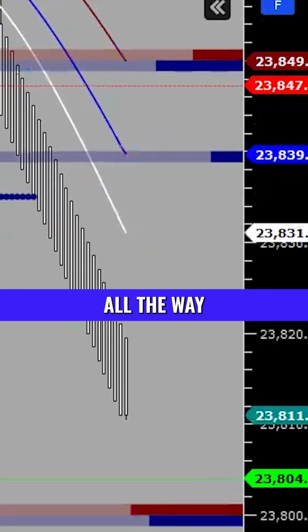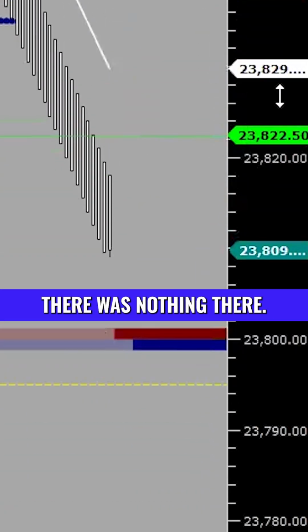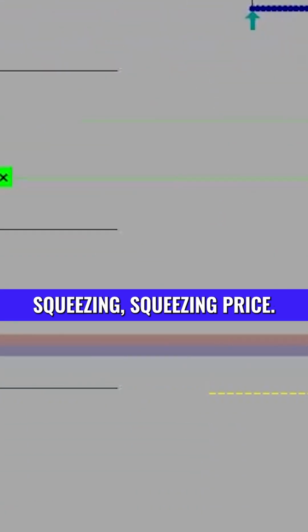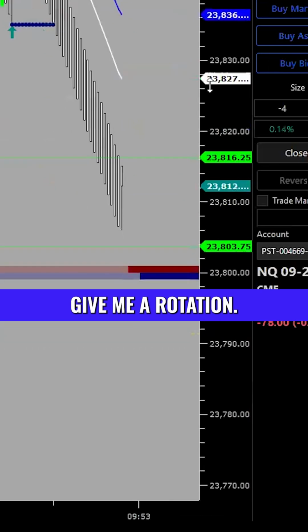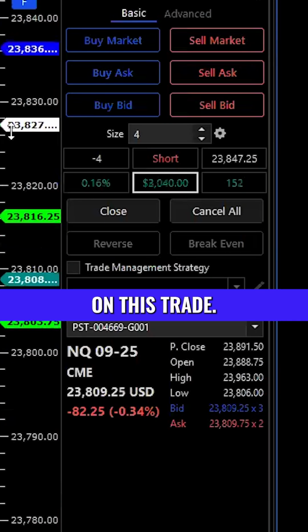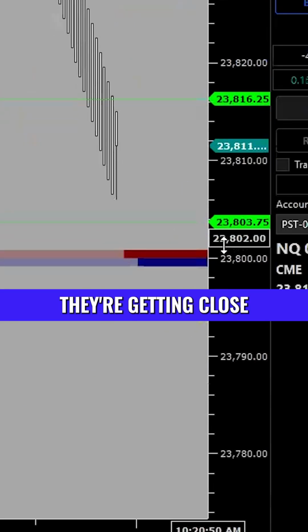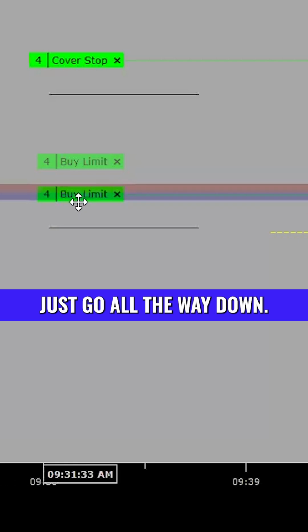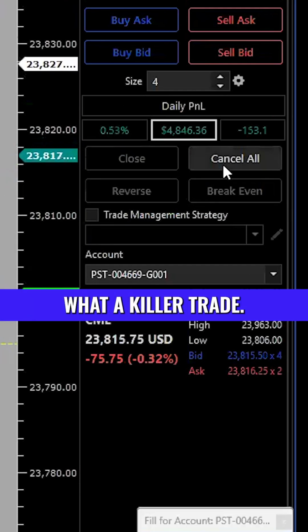I'm going to let them go all the way to the gamma flip. There was nothing there. There was nothing there. Squeezing price. And they're going to give me a rotation. Either way, I'm making a lot of money on this trade. See how they're getting hesitation here? They're getting close to that strike price. Might as well just go all the way down. I'm squeezing price quickly. There it is. What a killer trade.